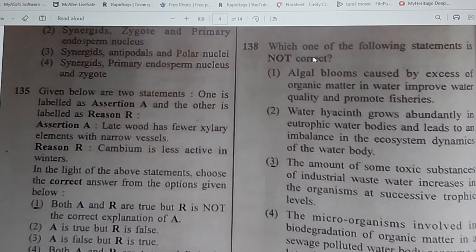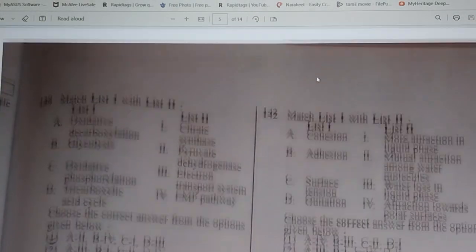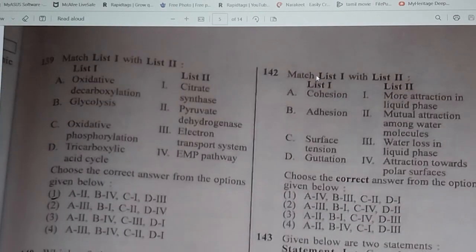Which among the following statements is not correct? So, algal bloom caused by excess of organic matter in water improves water quality. It is not going to improve the water quality and it will kill the fish. So, this is the statement which is not correct. Option A. 139.